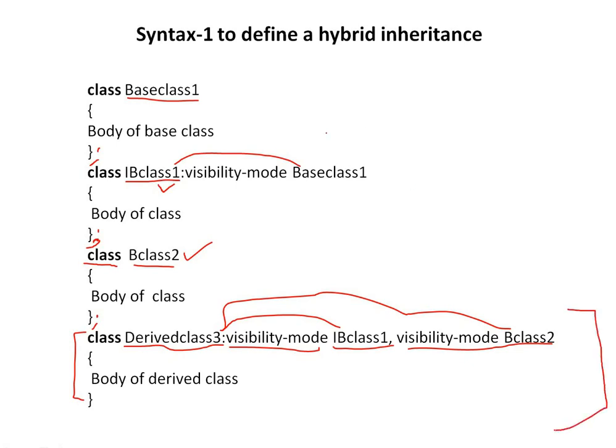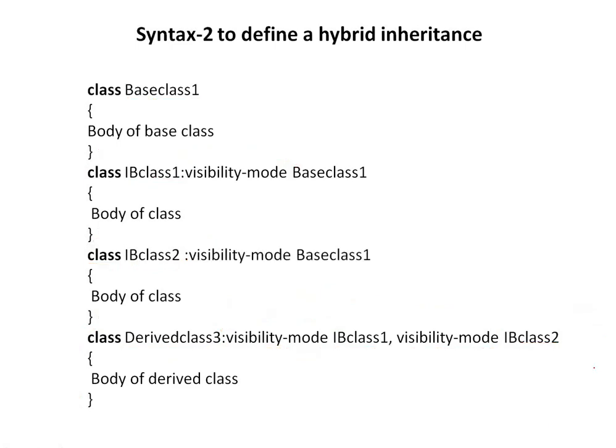Multiple inheritance. Here we have single inheritance, here we have multiple inheritance. So this hybrid inheritance comprises of two inheritances. They are single inheritance and multiple inheritance. Next, let us see another syntax. Syntax 2. Let us see syntax 2 to define the hybrid inheritance.